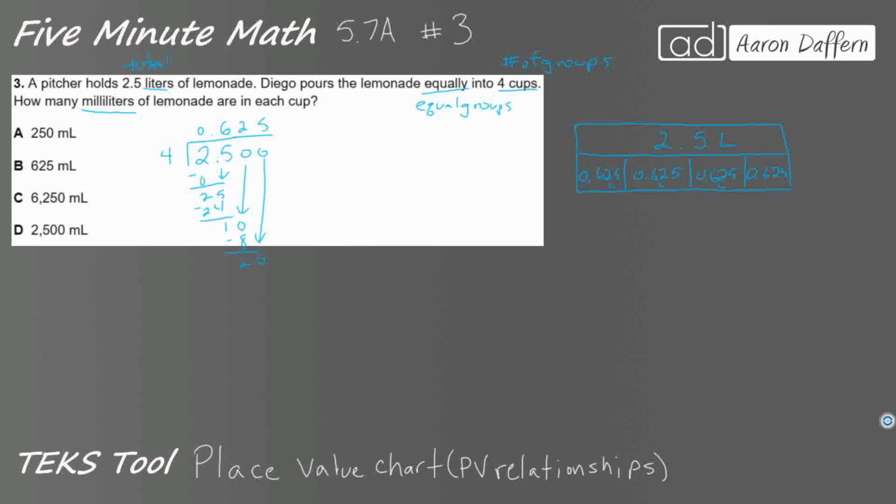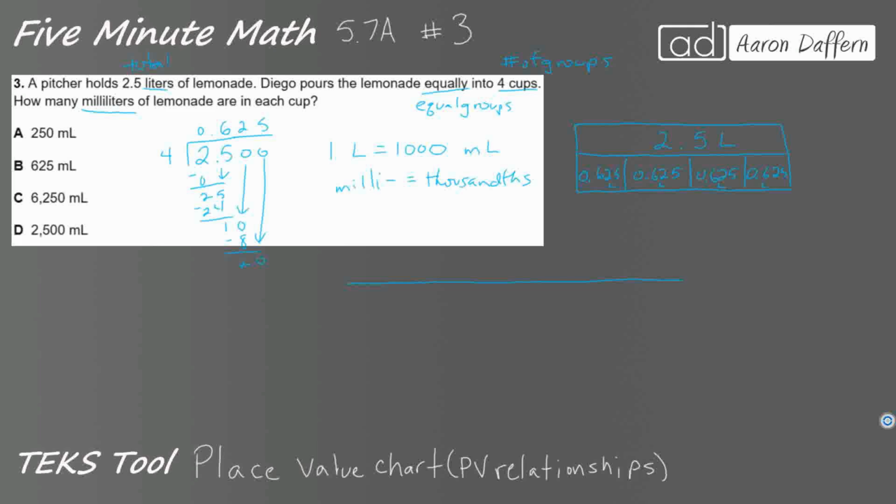And now we need to bring out a place value chart to figure out how we convert this into milliliters. All right, so what do we know? We know that 1 liter equals 1,000 milliliters. So that milli, whether it be milliliter, milligram, millimeter, that's going to equal thousandth. So we can build a place value chart.